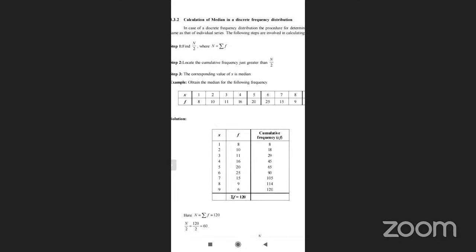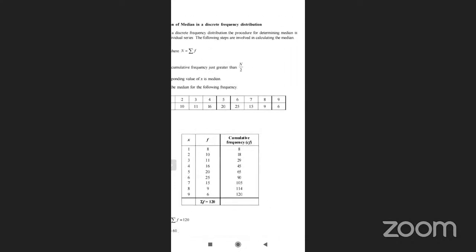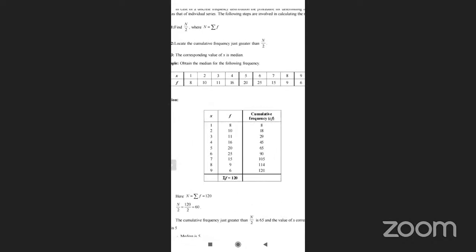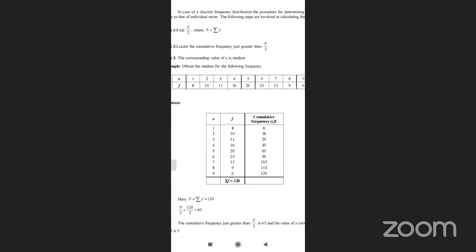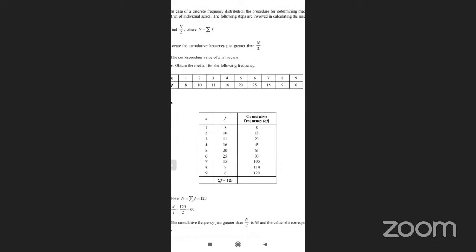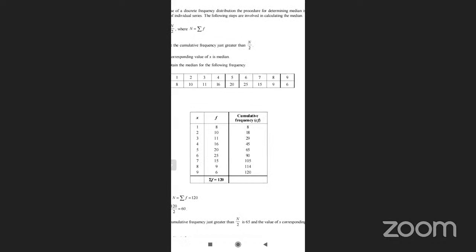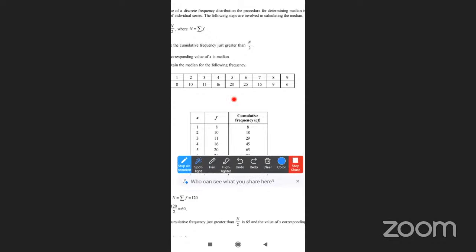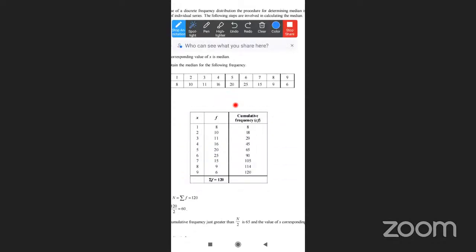So the problem is: obtain the median for the following frequencies. X is equal to 1, 2, 3, 4 up to 9. F equals 8, 10, 11, 16, and so on. Now you should take cumulative frequency. The first value is 8. The second value 10. 10 plus 8, 18. So 18 plus 11, 29. Like that you can prepare cumulative frequency. Clear?